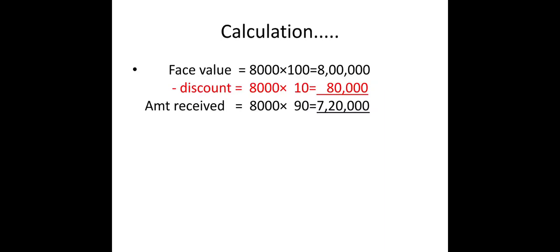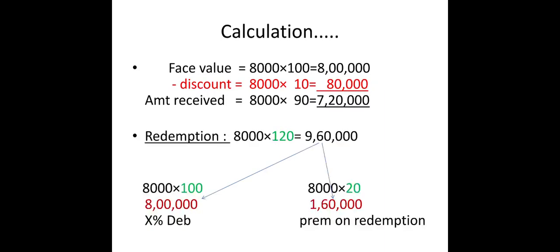Now, student, let's think about redemption. When we will redeem the debenture, we are going to pay 120 rupees. So 8,000 debentures multiplied by 120 will give you 9 lakh 60,000. So we will pay 9 lakh 60,000, students. So the last entry will be of 9 lakh 60,000.